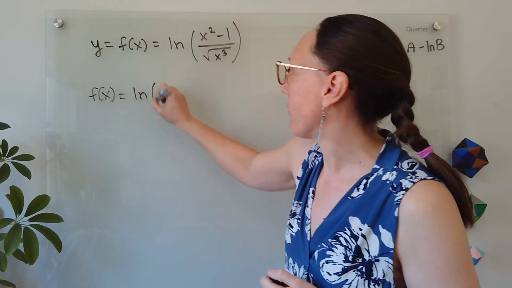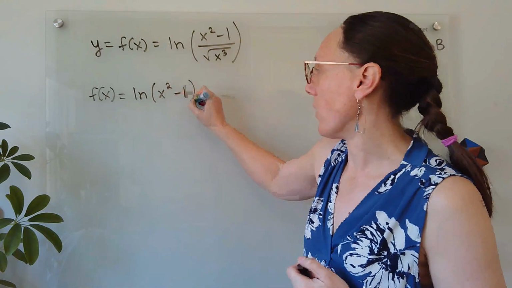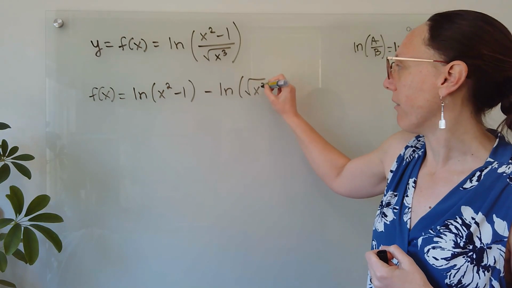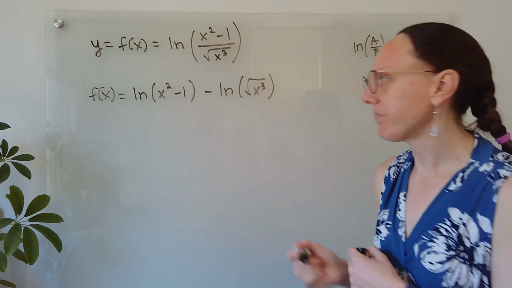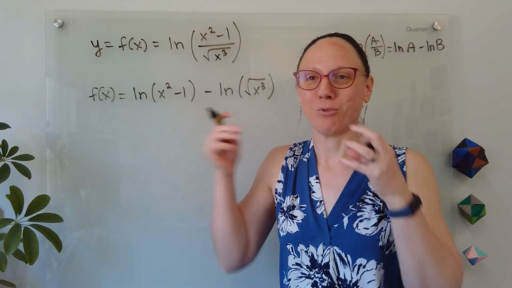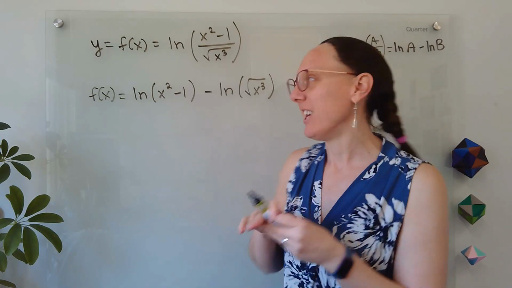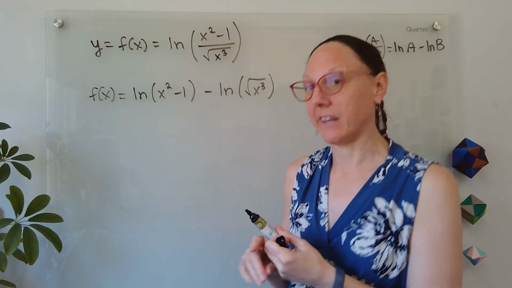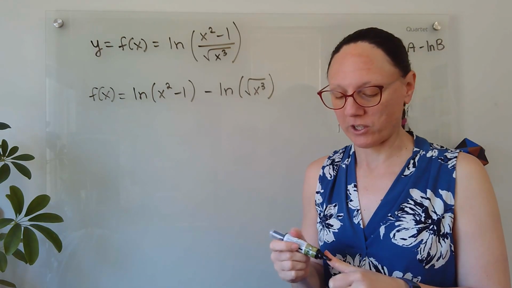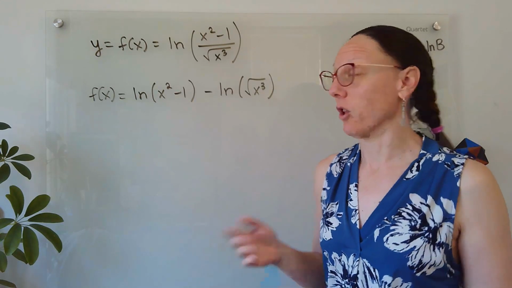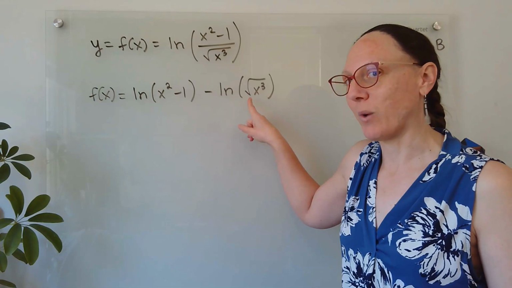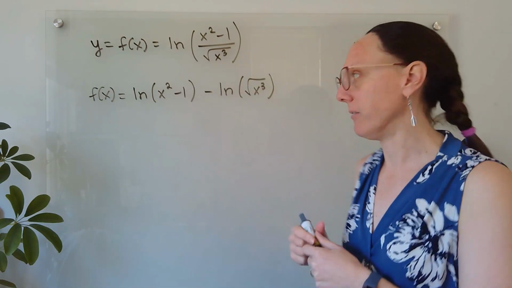So I'm going to have the natural log of x squared minus 1 minus the natural log of the square root of x cubed. Unfortunately, there is no natural log rule for subtraction inside of a log. So this piece is as simple as it's going to get. But this one over here, whether I'm going to take the derivative using chain rule or think about using log rules to simplify it further, I'm going to want to rewrite that square root as a fraction exponent.